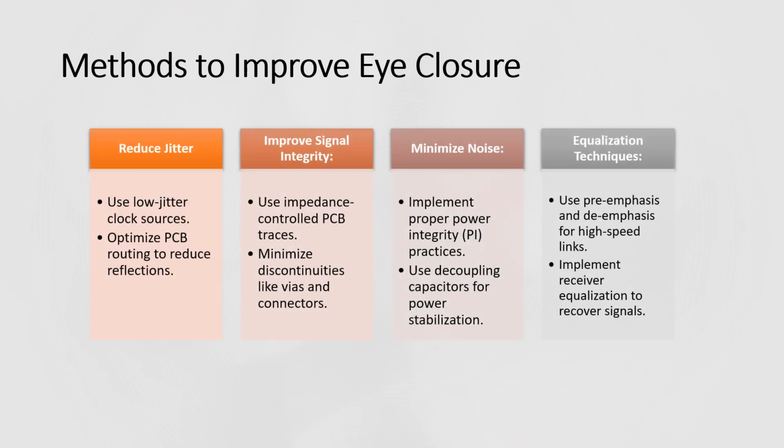First is by reducing the jitter. This can be done by using a low jitter clock source or by optimizing your PCB routing to reduce the reflections in the signal. Then comes by improving the signal integrity. When we say improving the signal integrity, we talk about the impedance discontinuities throughout from your transmitter to receiver. It may happen at the trace level or at the via levels or when the signal is traveling from board 1 to board 2 through some sort of connectors.